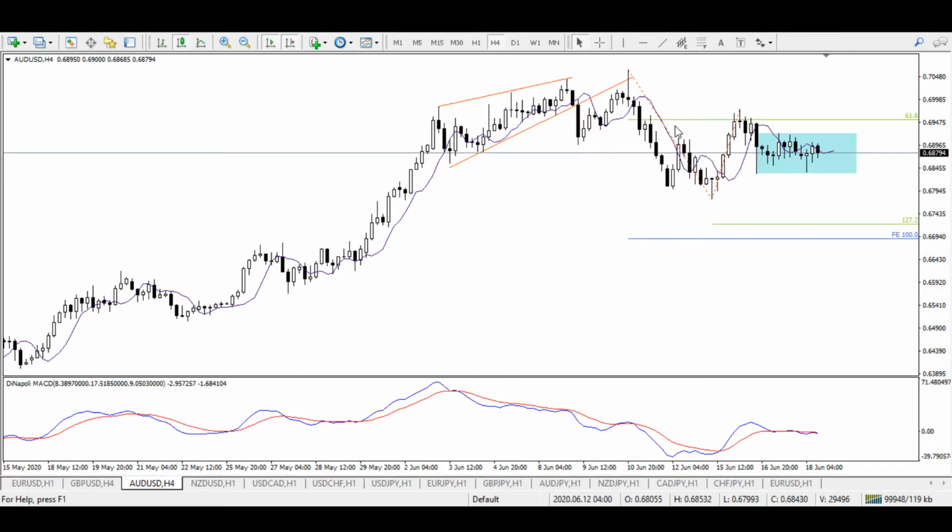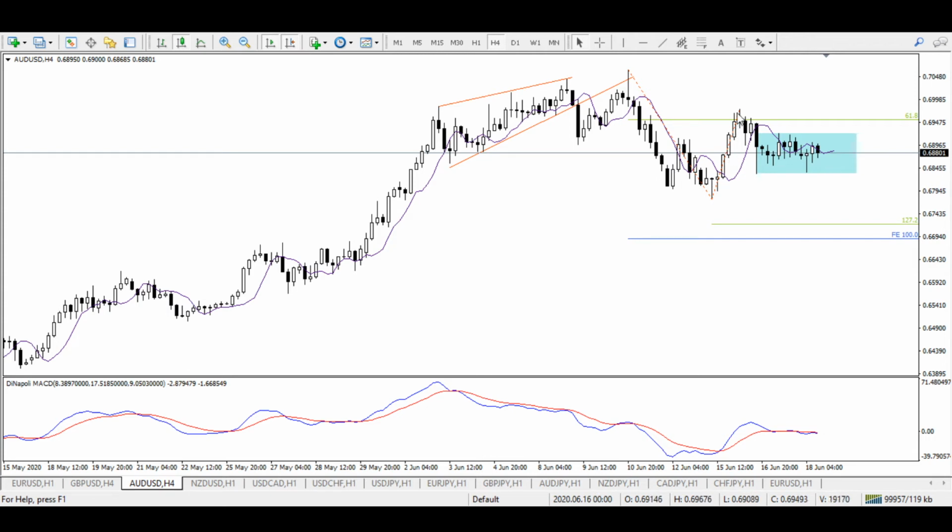Hi fellow traders, I'm analyzing Australian dollar today, and if you have watched my previous video, we had traded this wedge pattern to the downside, and we had entered a sell position and we successfully reached our target. Then Australian dollar even fell further to the downside, and it retraced to the upside up to the 61.8% retracement level against this fall from this top to this bottom.